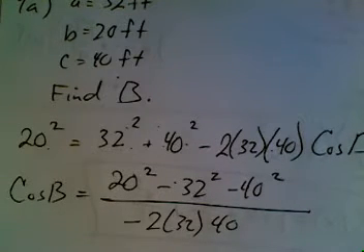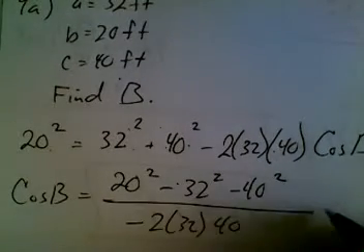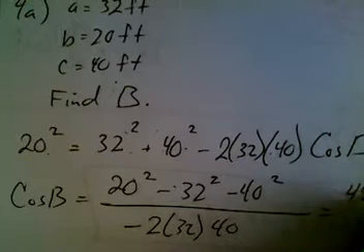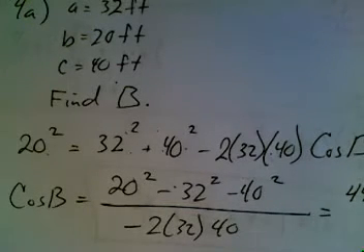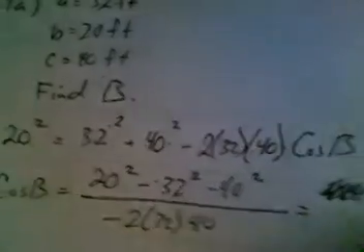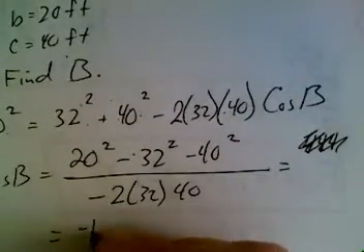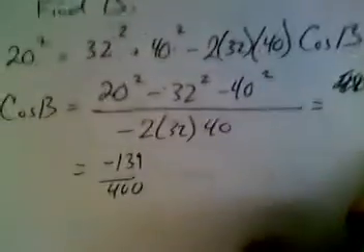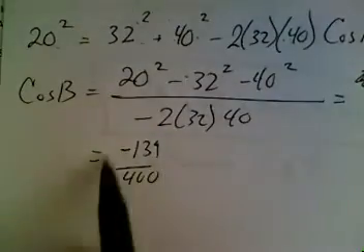Now, in my calculator, I'm going to go ahead and evaluate these. 20 squared minus 32 squared minus 40 squared, that numerical value divided by a negative 2 times 32 times 40 gives me the numerical value of 444. I'm sorry, this is wrong. Let me go back through and change that. It gives me the value of cosine of B is equal to negative 139 divided by 400. Plugging that into my calculator gives me this number.